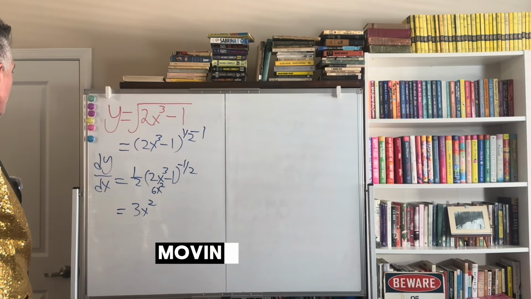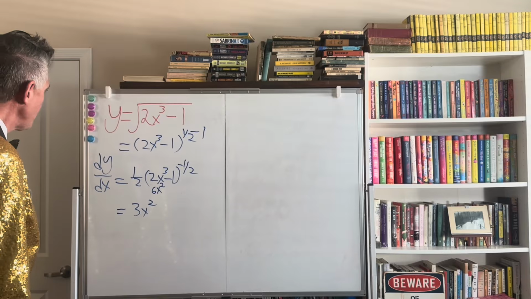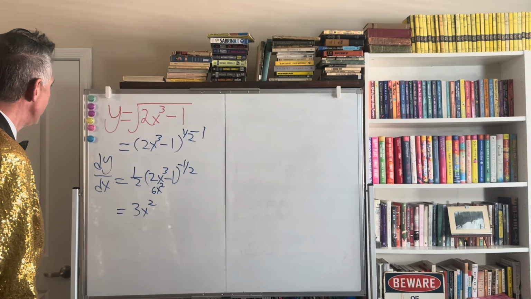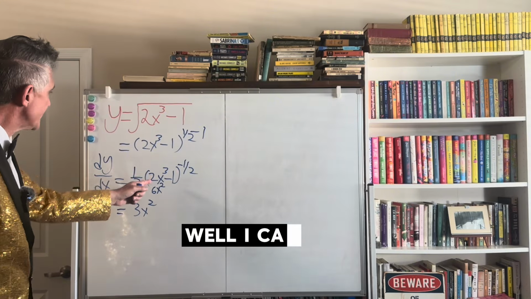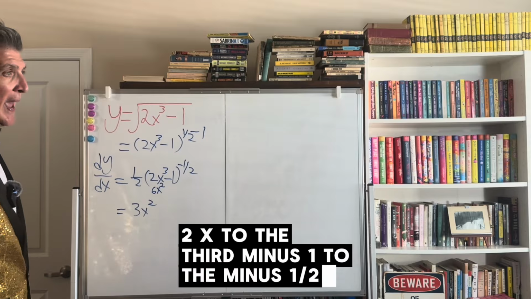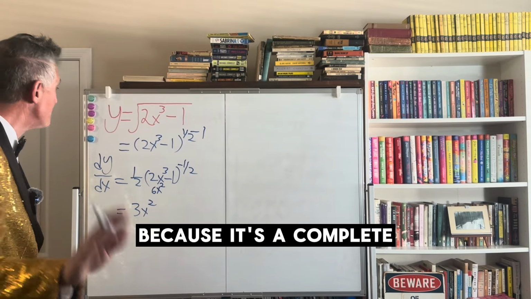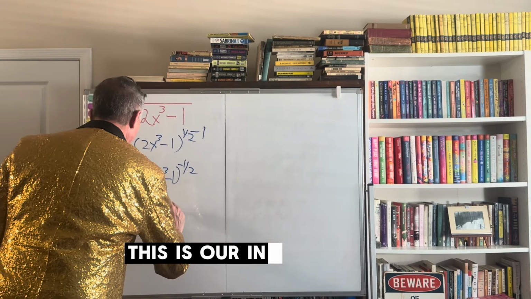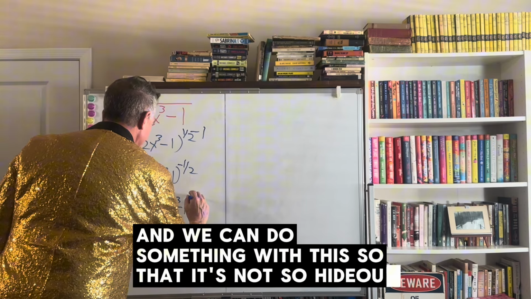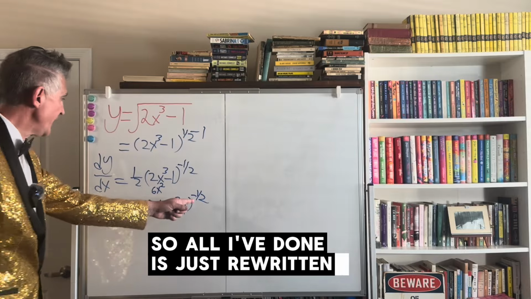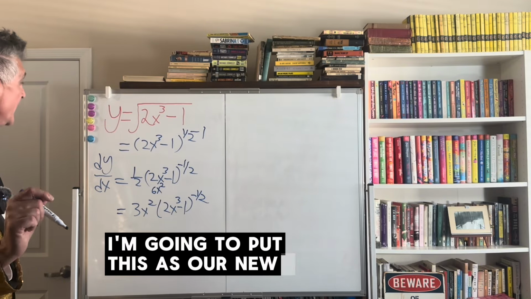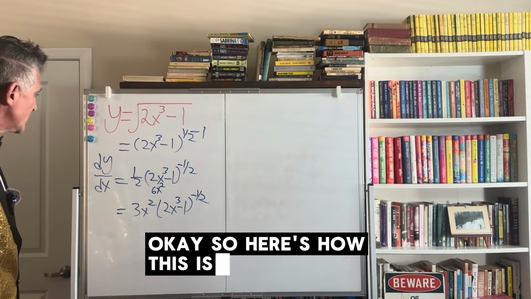All right, moving right along. Okay, well, what's left now? Well, I can see that I'd like to get rid of this 2x to the third minus 1 to the minus 1/2 for obvious reasons, because it's a complete mess and we just don't need it. This is our inner function, and we can do something with this so that it's not so hideous. So all I've done is just rewritten this, but what's going to happen is I'm going to put this as our new denominator, okay? So here's how this is going to work.